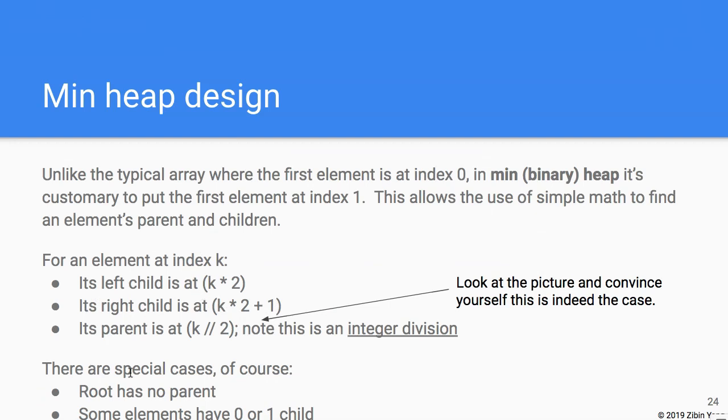Now, obviously, there are special cases. For example, the root would have no parent, and some of the elements would have either no child or just one child. But this is what gives min heap its space efficiency, because using some very simple math, we can figure out exactly where the parent and where the left and right child of an element is, without using explicit pointers or references.